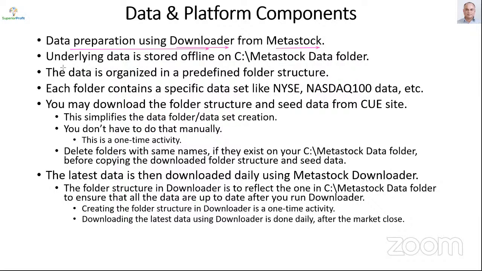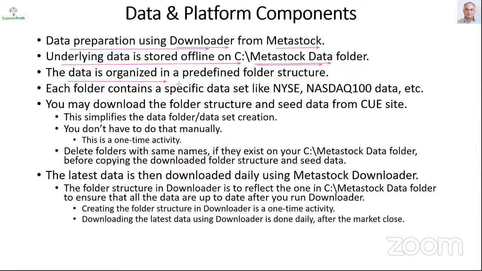The data downloaded by the downloader is stored offline in a specific folder. This folder is C:\Metastock data. The downloader can store data in any location on your hard disk. For Q Global Market Breadth, the data is stored in this specific folder, C:\Metastock data.